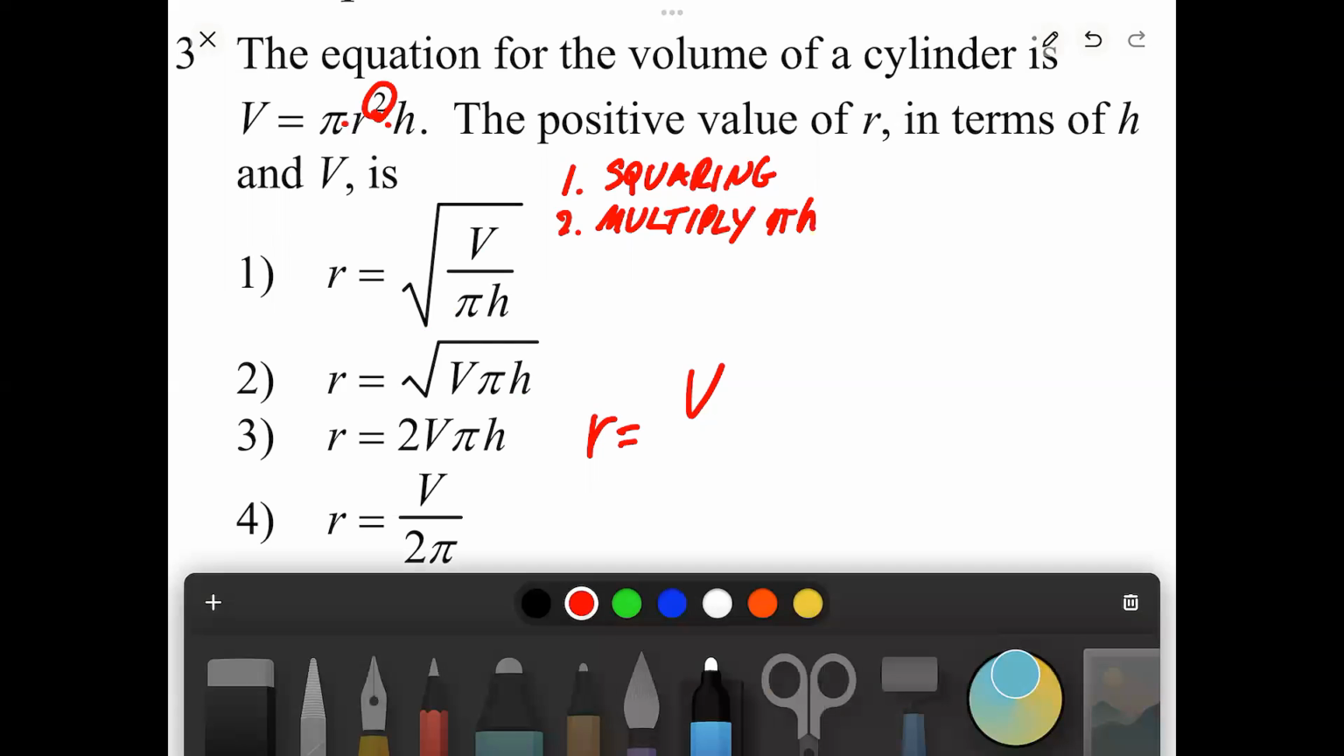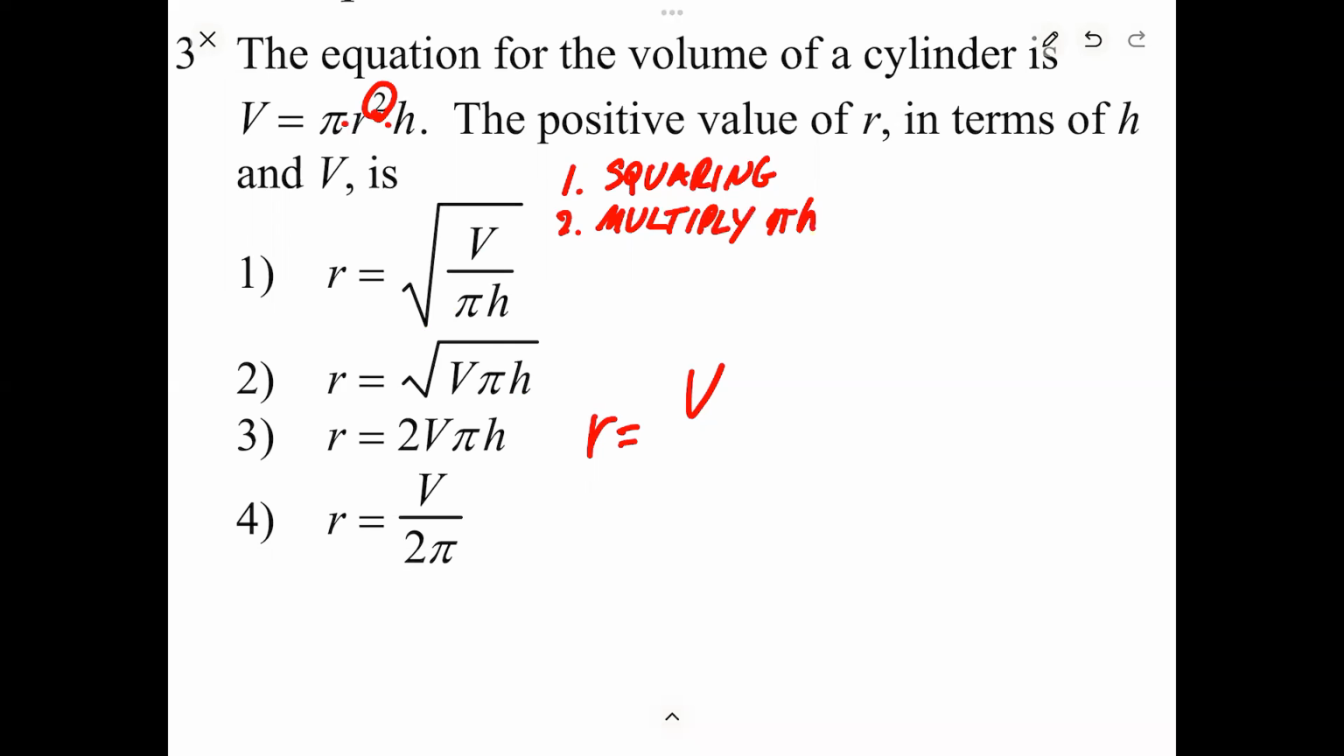Now we're going to do the opposites, the inverse. So we're going to divide by pi times H, and we're going to take this square root. So that's the inverse operation. Now we need to do the reverse. So we're going to do this first, the divide, and then we're going to do the square root second.